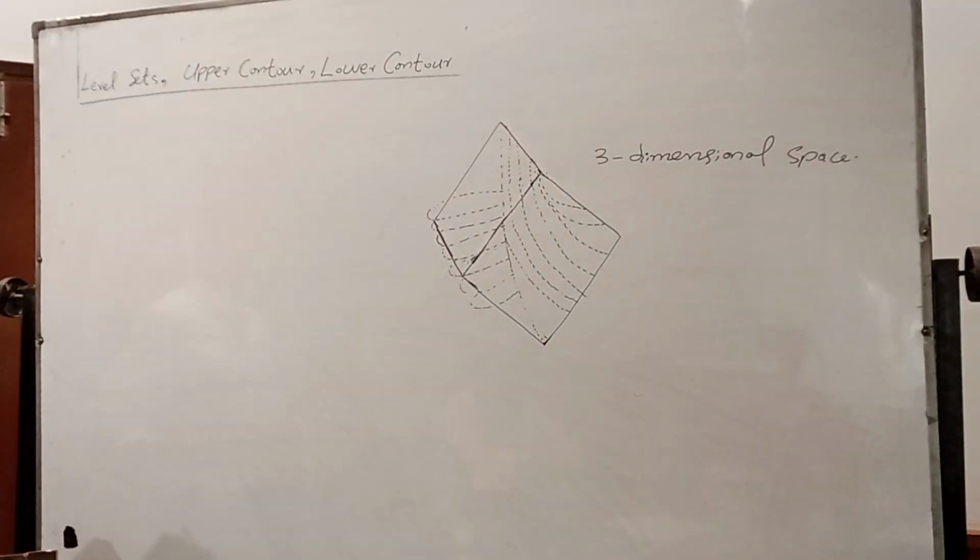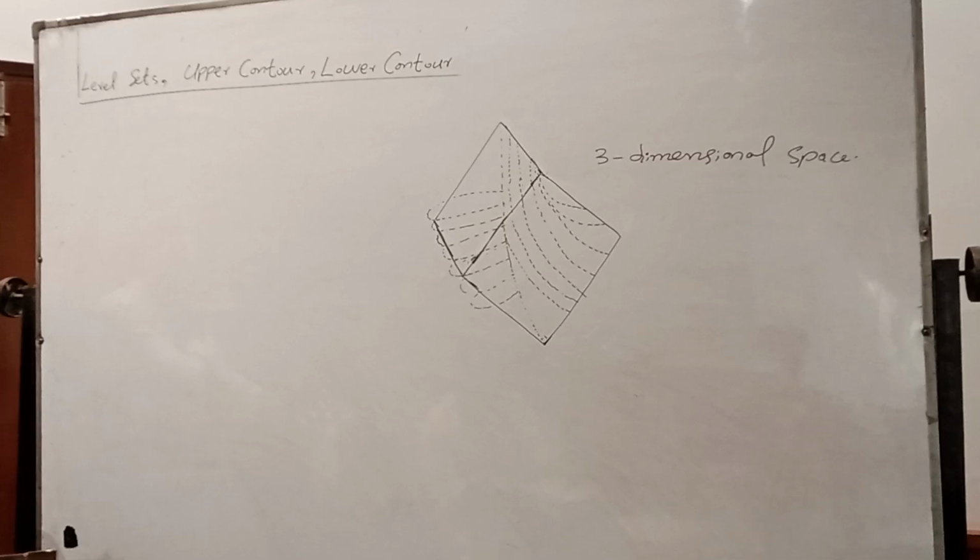Now, continuation of our previous lecture. Today, we are starting the concept of the quasi concave and quasi convex. Before starting the concept of the quasi concave and quasi convex, we should know about some important concepts related to this topic. What are level sets, upper contour, and the lower contour?